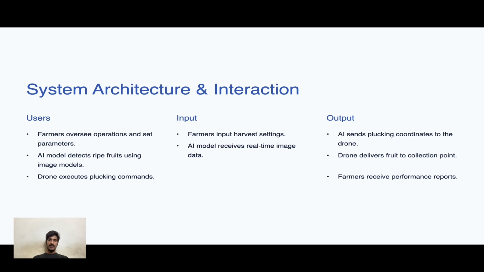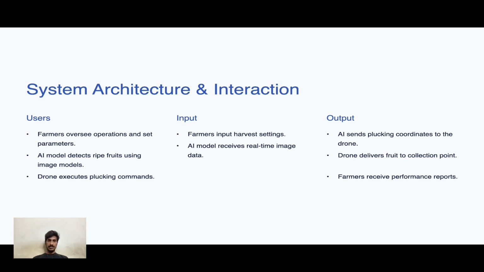First, system architecture and interaction. First, how the system architecture works. There are three steps in it: user input, processing, and output. The users, as we know, are farmers, and the farmers input the harvest settings, such as the type of fruit. The AI model receives the real-time image data, AI sends plucking coordinates to the drone, the drone delivers the fruit to a collection point, and the farmer receives performance reports.